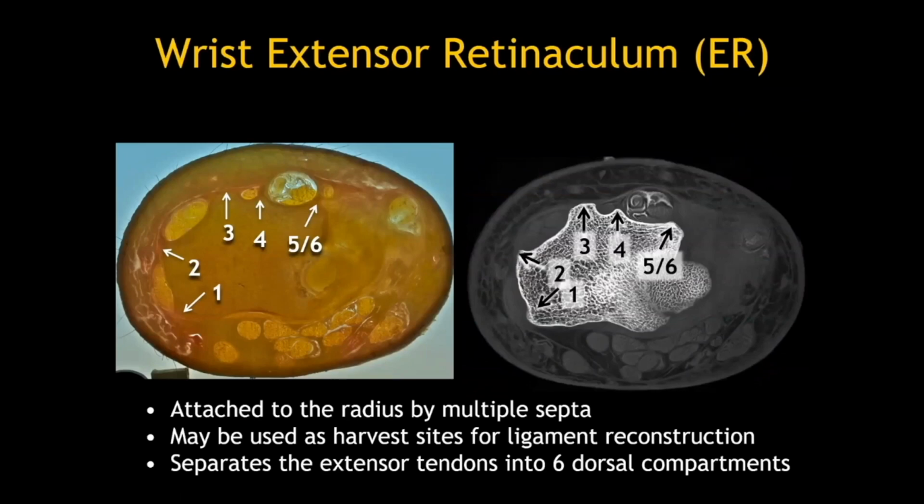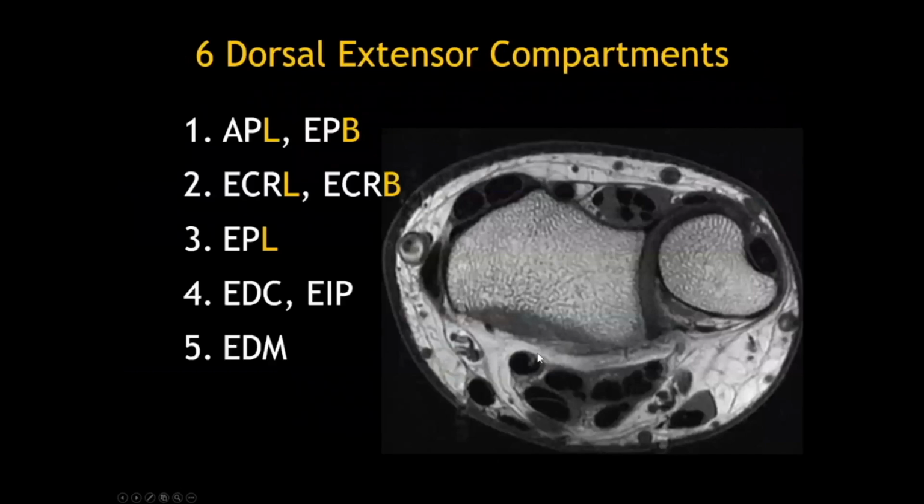Now, the extensor retinaculum does have several osseous attachments. They're referred to as the septal attachments that help separate the extensor tendons into their various compartments. So as we go from radial to ulnar, there are 6 distinct dorsal extensor compartments, starting with compartment 1, abductor pollicis longus and extensor pollicis brevis, compartment 2, extensor carpi radialis longus and brevis, and then we'll pass over this bony landmark or hump referred to as Lister's tubercle. This is an important landmark.